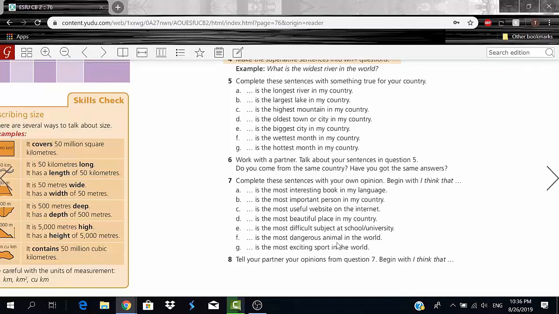The most dangerous animal in the world? Probably crocodiles. Yeah, crocodiles are really dangerous. Be careful. And finally, we have the most exciting sport in the world.